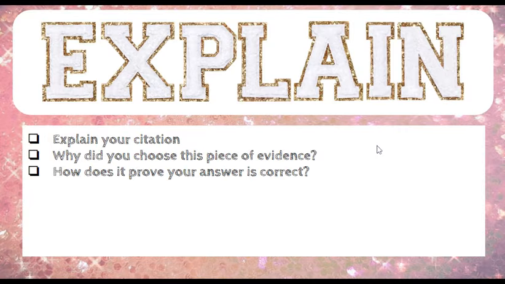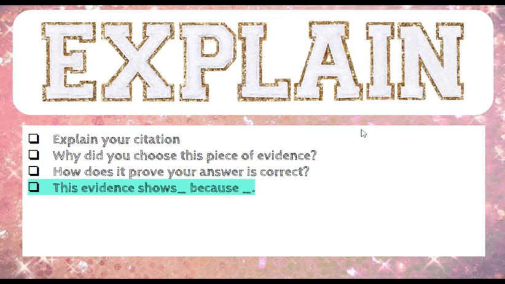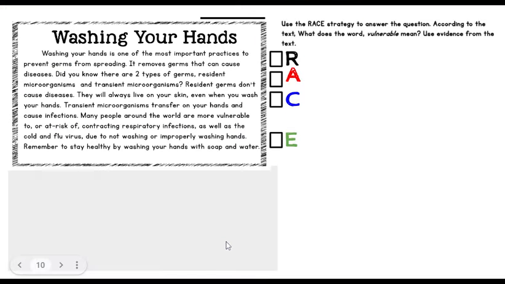So I picked this evidence because it shows my point. Here's how it shows my point. There is a stem that you can use over and over again. For that, you can fill in the blanks here. You can start with this evidence shows, fill in the blank. Because. The because is very important. You can't just tell me the evidence shows it and not explain to me how it shows it, because maybe it's obvious to you, but it might not be obvious to the reader. So you have to explain why the quote that you picked proves that you are correct.